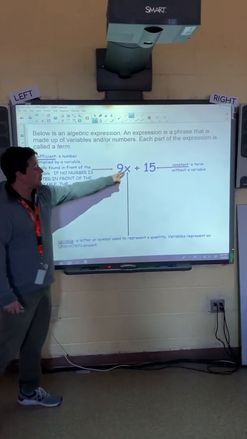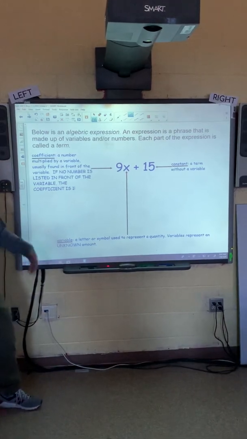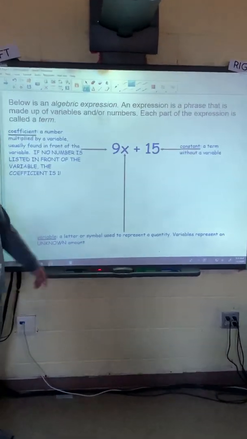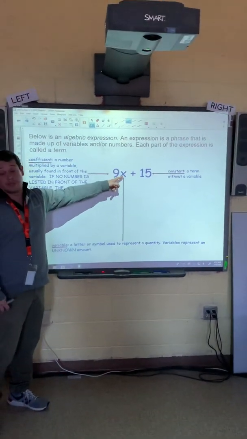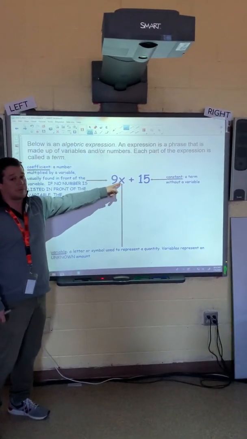First is the variable. In this case, it's an x. A variable is a letter or a symbol used to represent a quantity. It's unknown. We don't know what x is worth here. We could have also used an A, a C, a B, any letter to represent it.